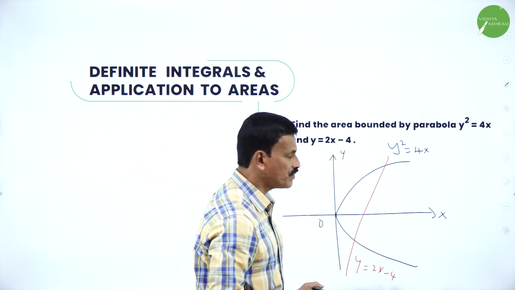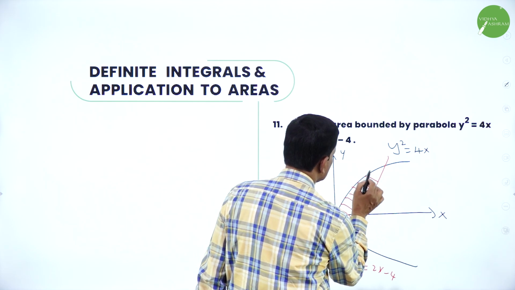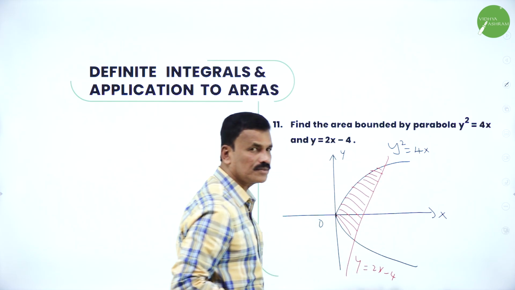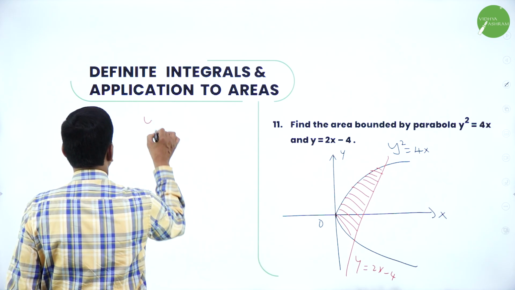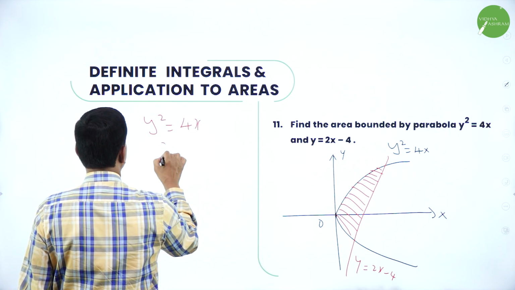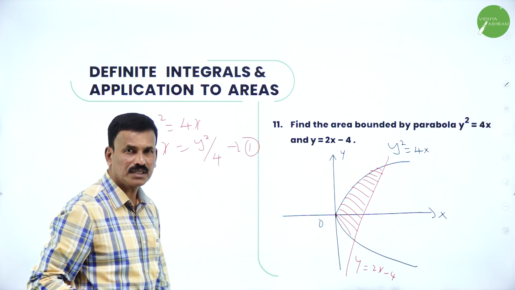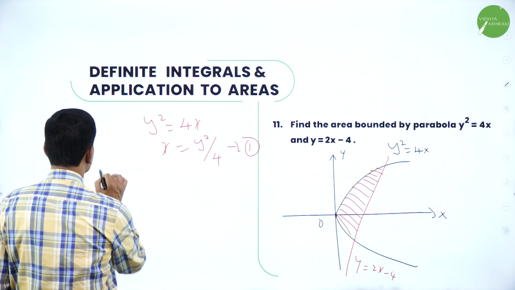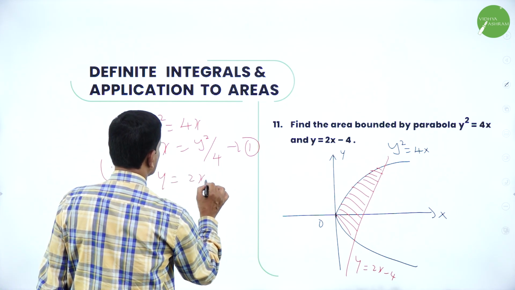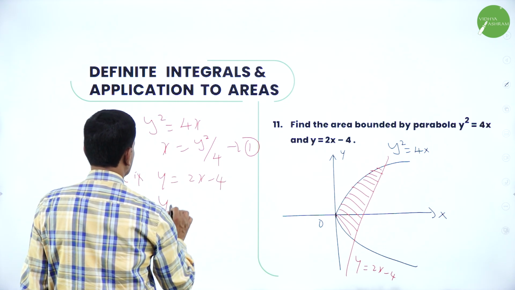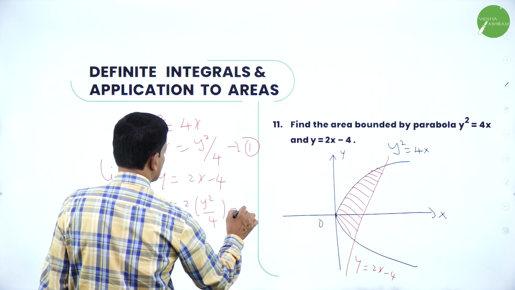Now what is required is to find the area of this shaded portion. This is to be determined. Now solve this to get the points of contact. So y square is equal to 4x, therefore x is equal to y square by 4. Let us represent this as equation number 1. And what is the line given? The line is y is equal to 2x minus 4. Substitute the value. Y is equal to 2 into x, which is y square by 4, minus 4.